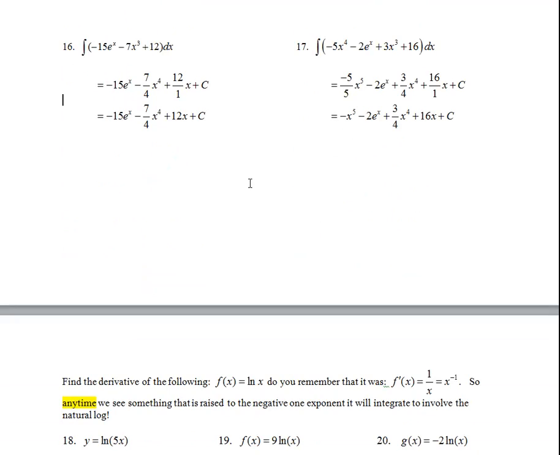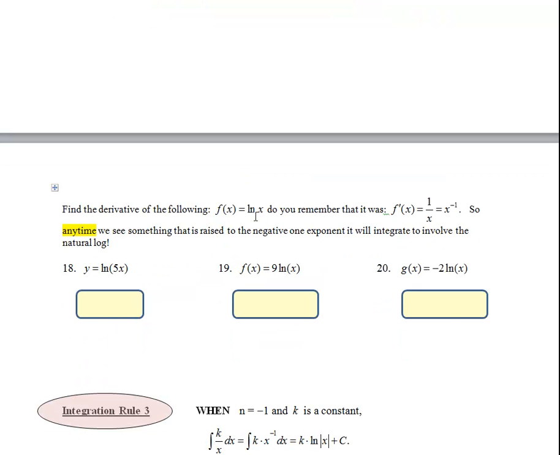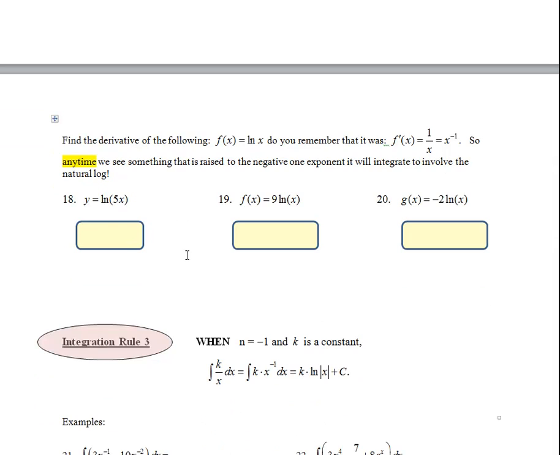Now we've got another rule. We're going to find the derivative of the following. Remember, when f of x equaled natural log of x, the derivative, f prime, was equal to, in this particular case, 1 over x, which is the same thing as x to the negative 1. So anytime we see something that's raised to the negative 1 exponent, it will integrate to involve the natural log. So let's look at this one.